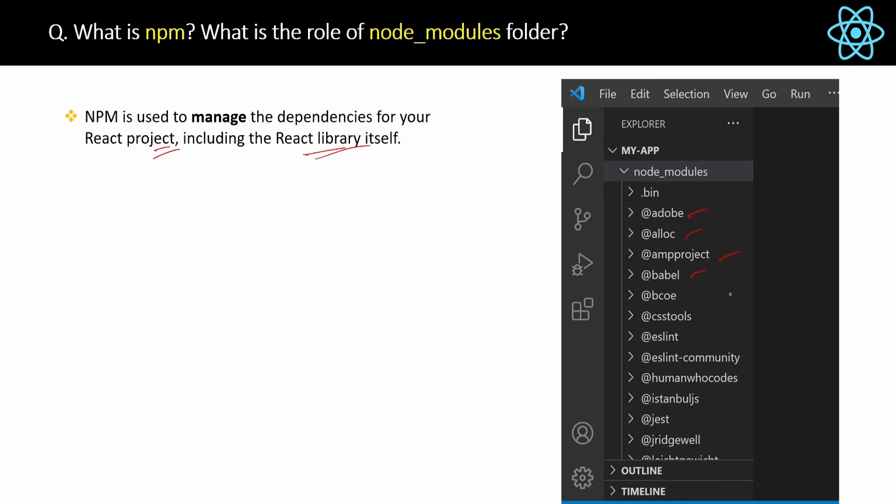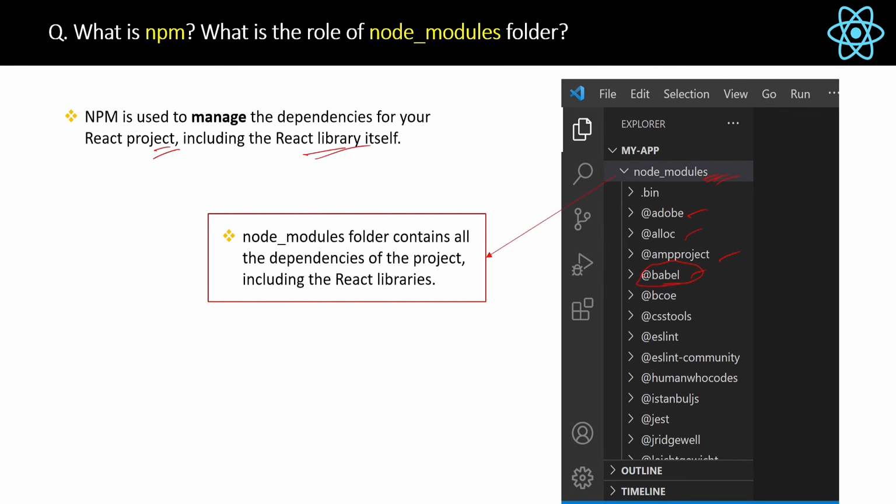If you see the project structure here, inside the node_modules folder, npm stores all the libraries. For example, this Babel library is used to transpile modern JavaScript code into a version that is compatible with older browsers and environments. Similarly, all the libraries and dependencies have some role in developing React applications. As a developer, we should never touch, delete or modify these libraries. Now, what is the node_modules folder? As I already said, the node_modules folder contains all the dependencies of the project, including the React libraries. That's the answer to this question.